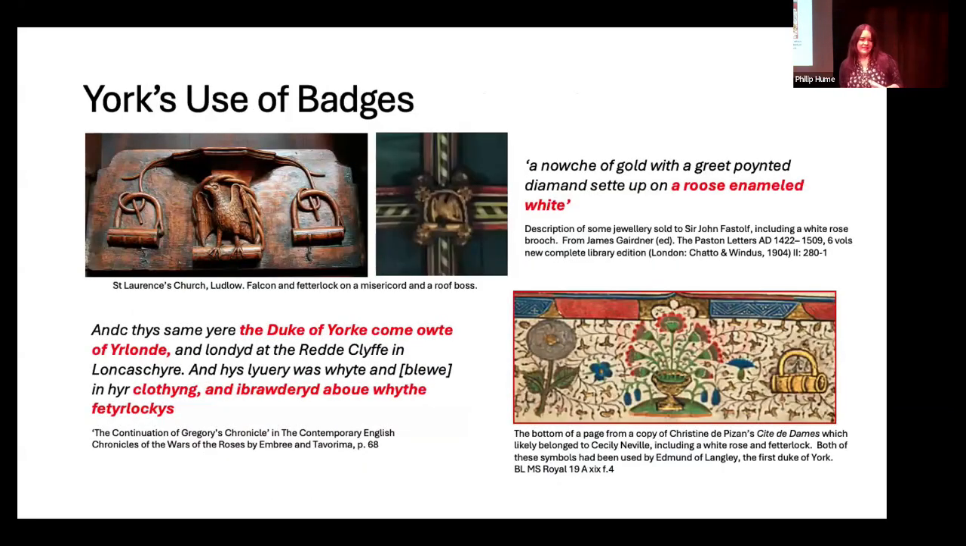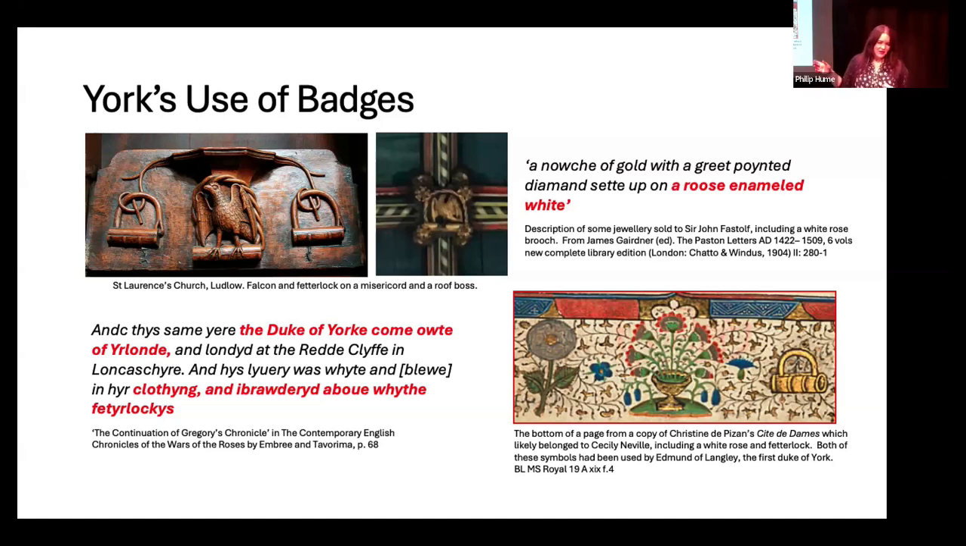Badges were also key symbols in the 15th century, and they had political meanings that were understood by everybody, basically. Again, here, York tends to favour images used by Edmund of Langley, the first Duke of York. So, for example, the falcon and fetterlock, which you can see, for example, in the two images on the upper left, these are from St Lawrence's Church here in Ludlow. This image was originally used by Langley, and it becomes really strongly associated with York during and after his lifetime.